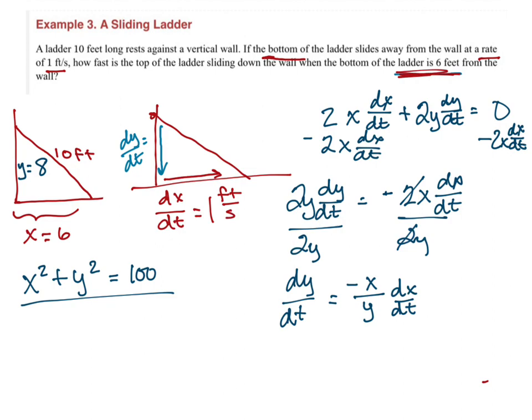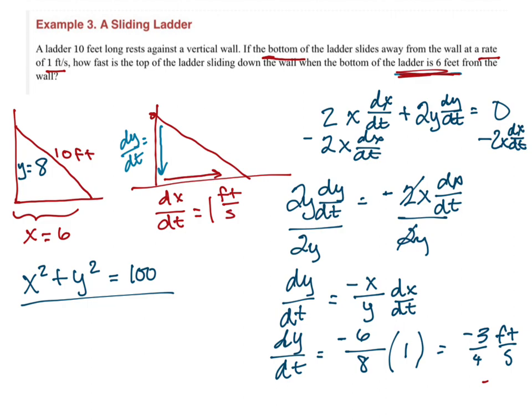Now we can plug in. dy/dt is equal to negative 6 over, what's y when x is 6? 8. Times dx/dt, which is 1, and that's a positive 1. That side's getting longer. So when we reduce that fraction down, what do we have? Negative 3/4. What units? Feet per second.